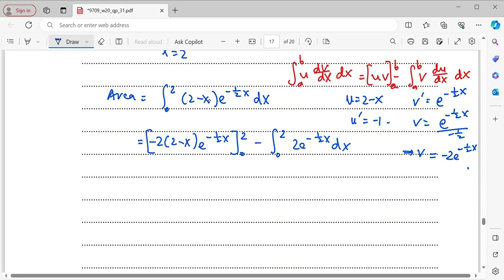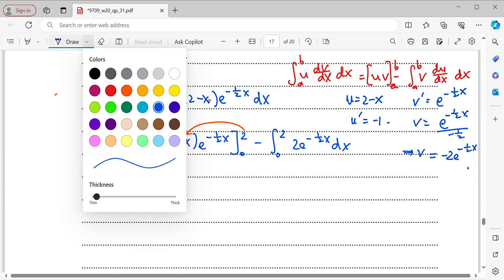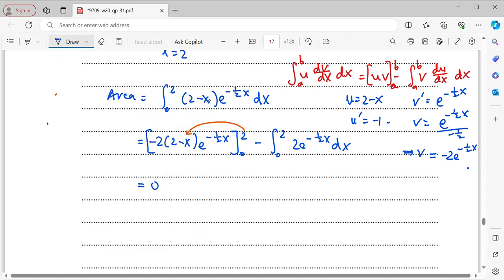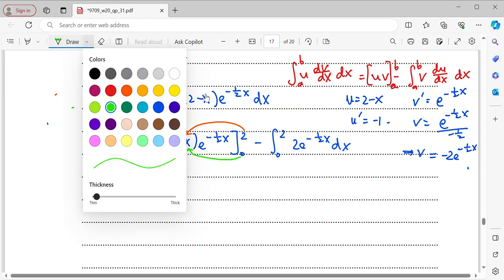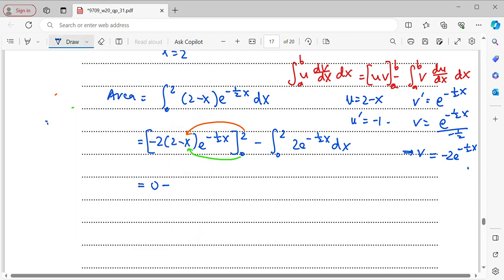Okay, so now replace the x by 2 first. When you replace by 2, 2 minus 2 is 0. So it means that first term is 0. Then I minus the lower limit. When you replace the x by 0 here, it's basically minus 2 times 2, which is minus 4. So I will get minus 4 e. Negative half times 0 is 0.